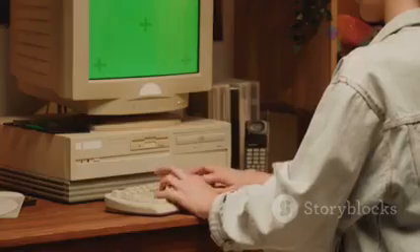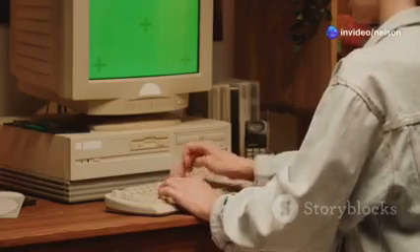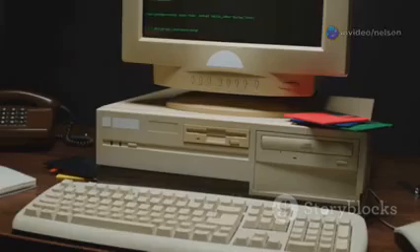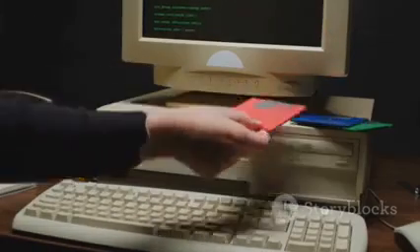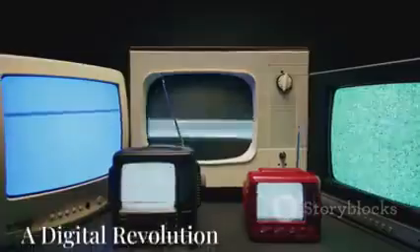Early modems were slow and cumbersome, often requiring dedicated phone lines and interrupting voice calls. However, they opened up a world of possibilities, allowing computers to connect to bulletin board systems, access online services, and communicate with each other.